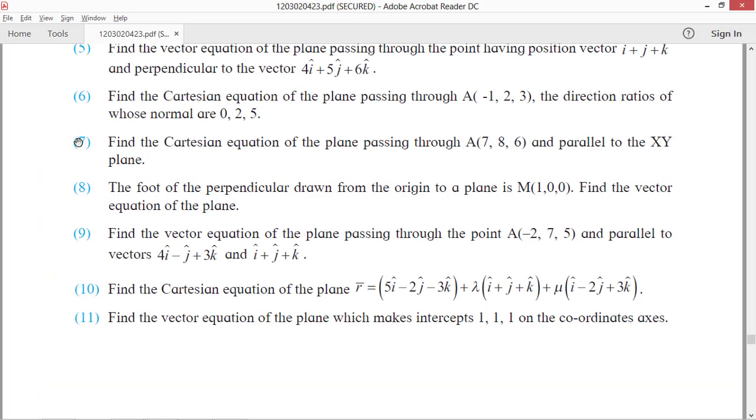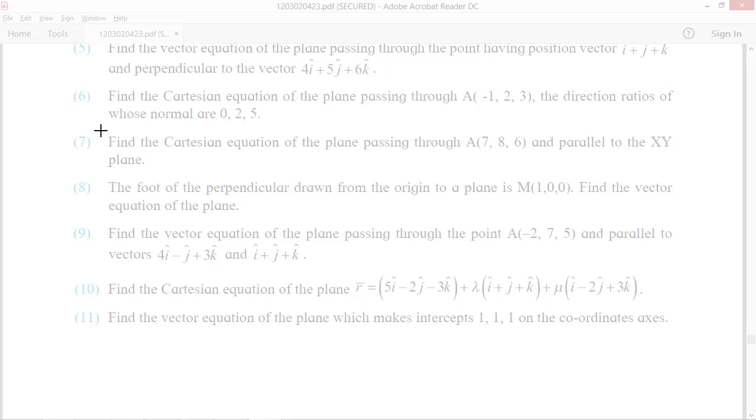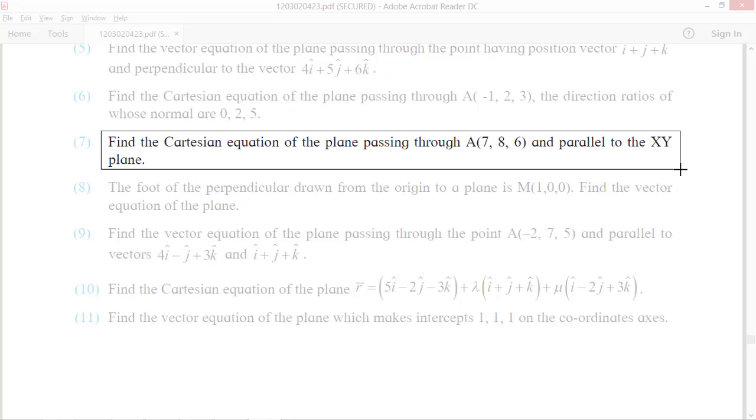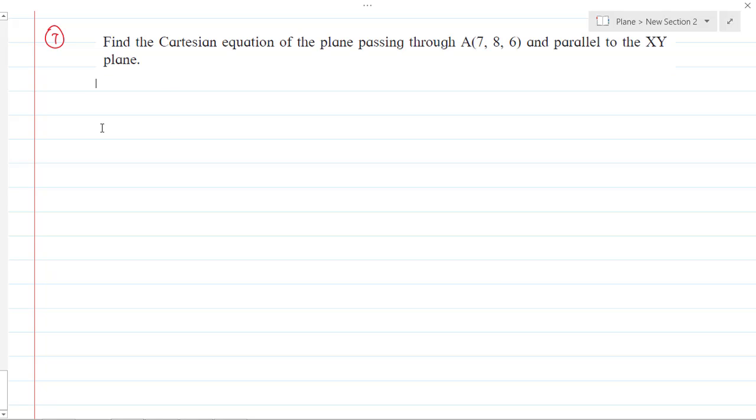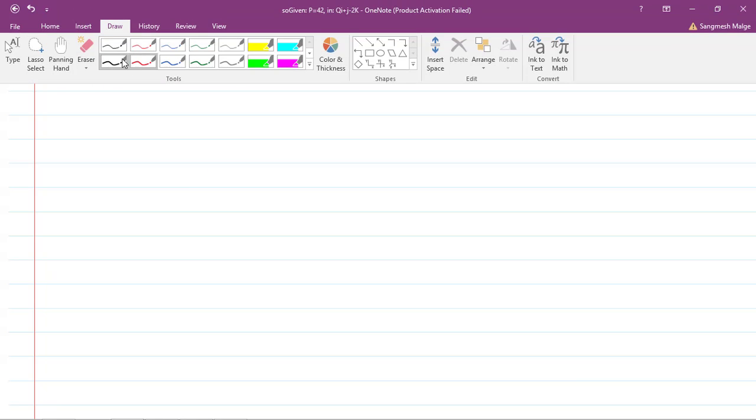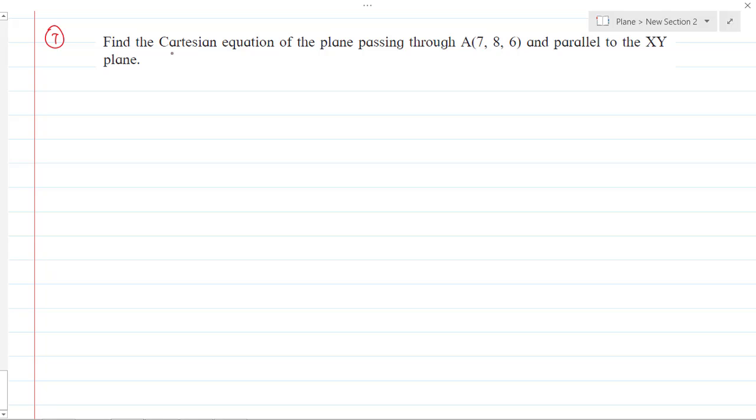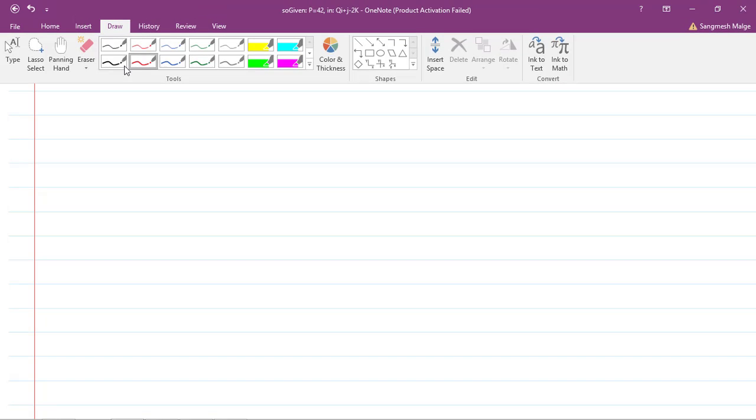So let me take the statement. Find the Cartesian equation of the plane passing through A and parallel to the xy plane. Yes, it's a good question. Actually, you can expect these type of questions in your exam. Okay, find the Cartesian equation they are asking passing through the point. So this is the coordinate of point A and parallel to the xy plane. Okay, very good. So let's draw the figure.